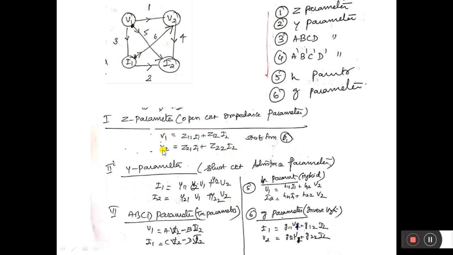Once you remember the equation, then you apply I2 equal to 0, I1 equal to 0, and you get V1, V2, similarly I1, I2. It's a simple case, right?